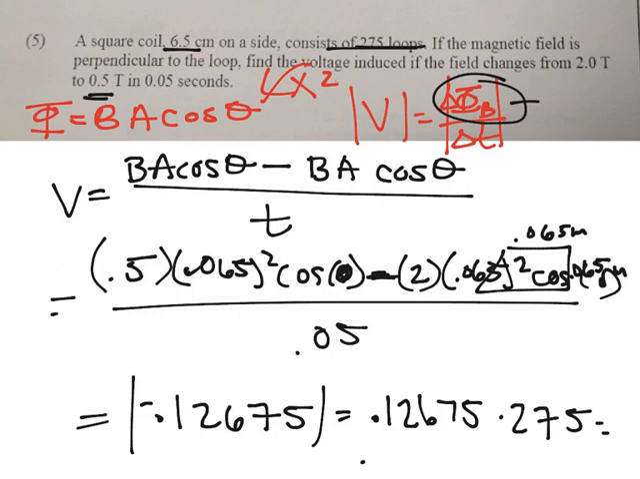And so it should be 34.9 with rounding. Alright, hopefully this was informative.